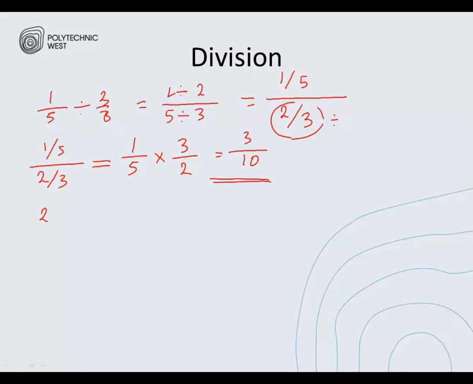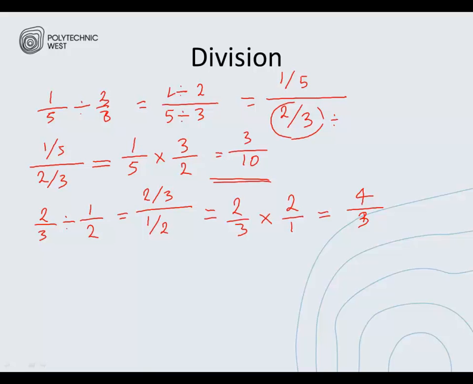So I'll do another one. 2 over 3 divided by 1 over 2, and I can rewrite that as 2 over 3 all over 1 over 2. Take the bottom thing, turn it upside down and multiply. So 2 over 3 multiply by 1 over 2, turn it upside down, gives me 2 over 1 equals 2 times 2 is 4. 3 times 1 is 3, isn't it? It's 4 over 3. Now that's actually bigger than 1.